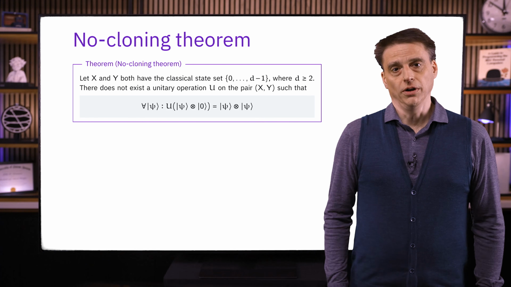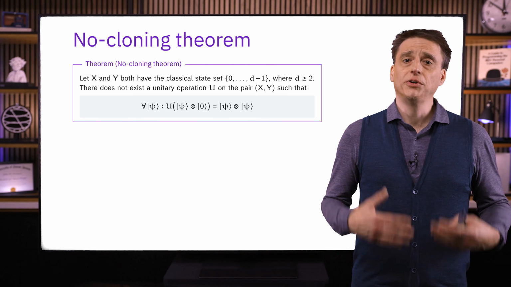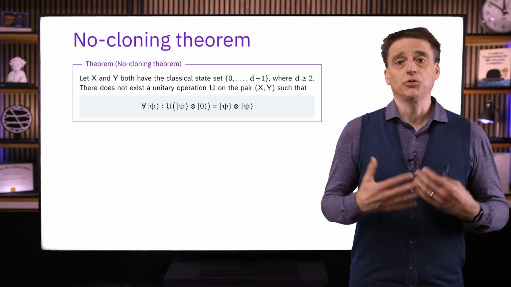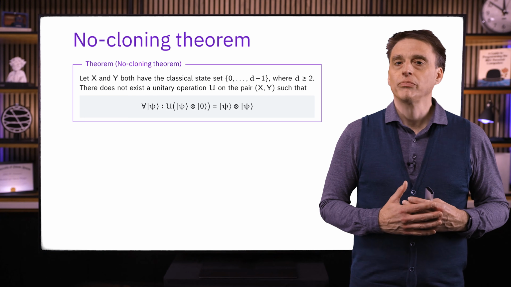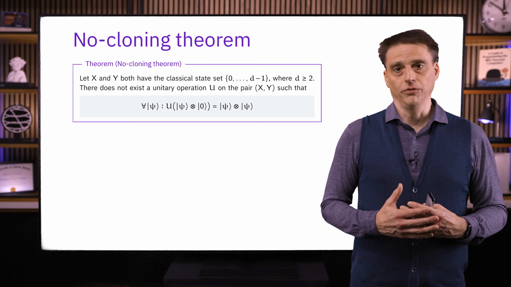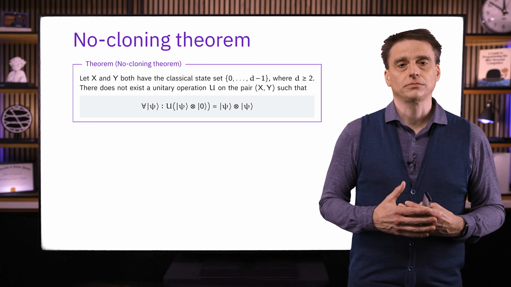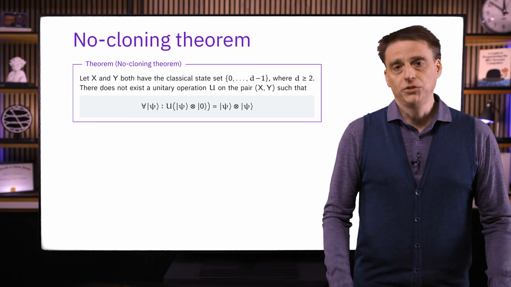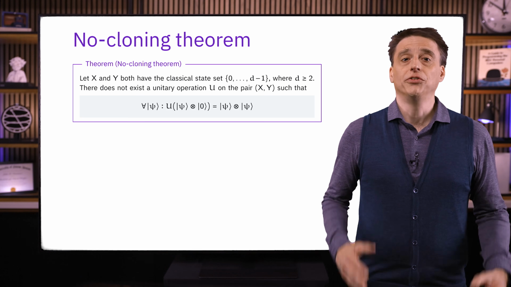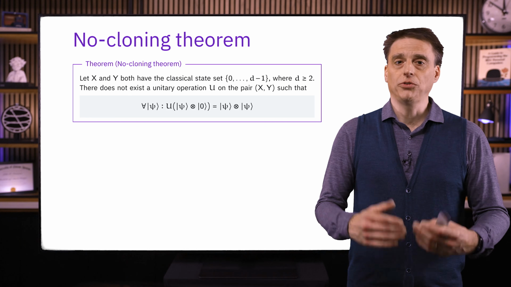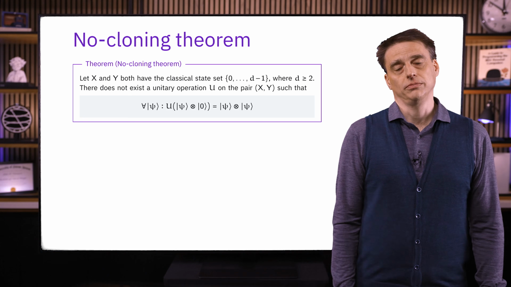Here's one statement of the no-cloning theorem, and this particular statement of the theorem is pretty concrete and specific, which will make it easier to talk about. There are other, more general ways to formulate the no-cloning theorem, but we'll focus on this one for now. We assume that we have two systems, x and y, which have the same classical state set, which consists of the integers from 0 to d-1, where d is at least 2.